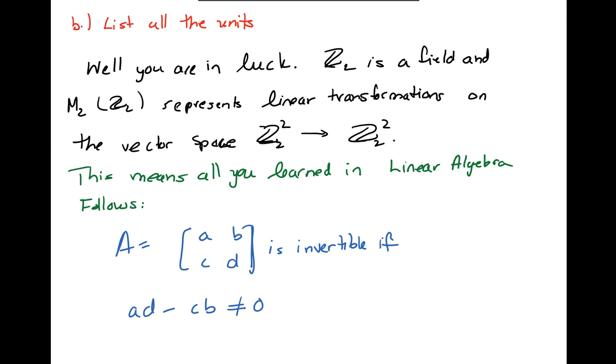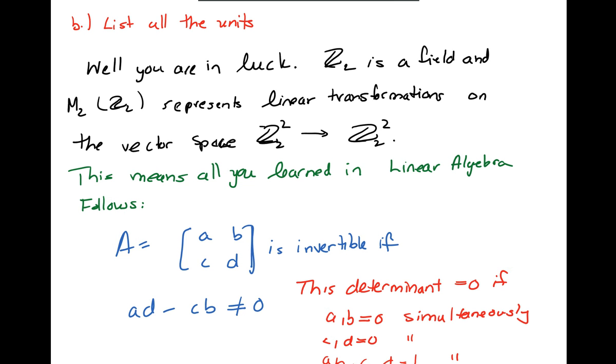And a matrix from linear algebra was invertible if the determinant was not 0. So the same theorem applies here. Because if you go back and look in your linear algebra book, they would have told you that everything they do would hold true as long as your vector space was defined as over a field. So this determinant is 0 if A and B are simultaneously 0, if C and D are simultaneously 0, or if everything is equal to 1.